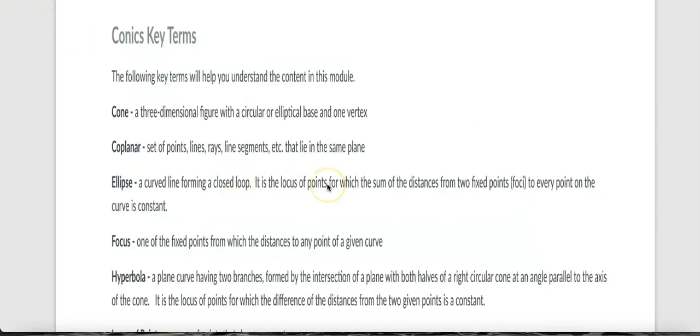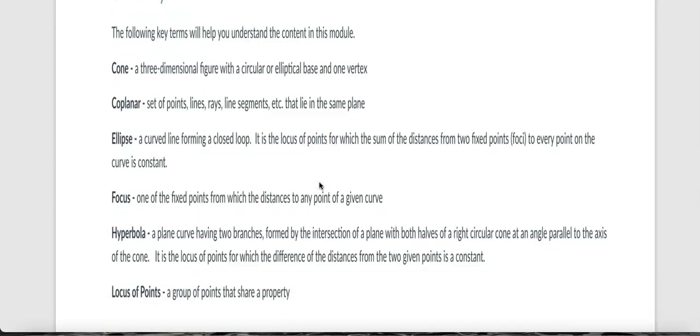All right, let's look at some of the key terms related to our conic sections. First term is cone. You have learned about cones in your earlier classes also. What is a cone? A cone is a three-dimensional figure with a circular or elliptical base and one vertex. So if I'm drawing a cone, it will look like this. Let me draw a cone over here. So this is your cone. This is your one vertex, and a three-dimensional shape with a circular or elliptical base. So I'm just drawing a circular base over here.